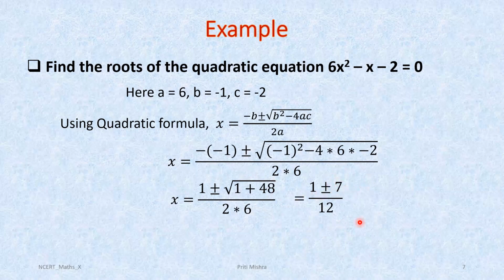So here we will have two values for x, by taking 7 with a positive sign and then 7 with a negative sign. So x equals 8 by 12 when we consider 1 plus 7 by 12. So the value of x is 2 by 3. And when we take 7 as negative, x equals minus 6 by 12, that is minus 1 by 2. So these two are the roots of the quadratic equation.